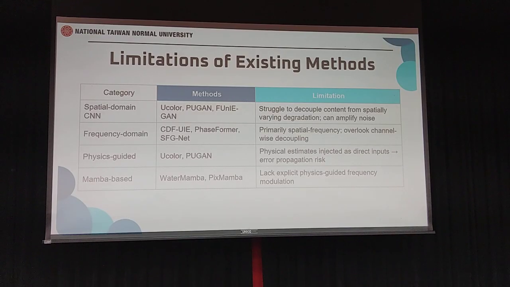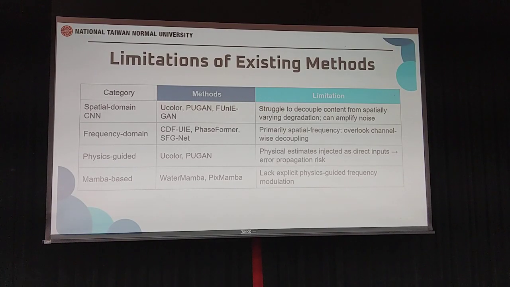Existing methods still have some limitations. Spatial domain methods, such as CNN or GAN-based approaches, can enhance local details, but they may also amplify noise. Frequency domain methods can capture global information, but many of them focus on spatial frequency and do not fully explore channel-wise spectral relationships.